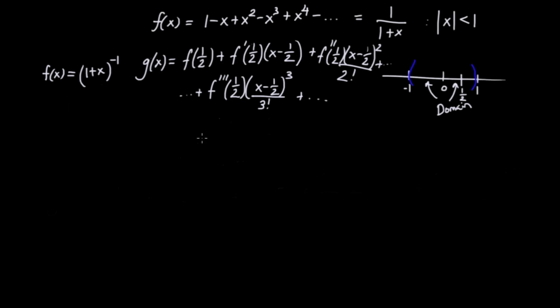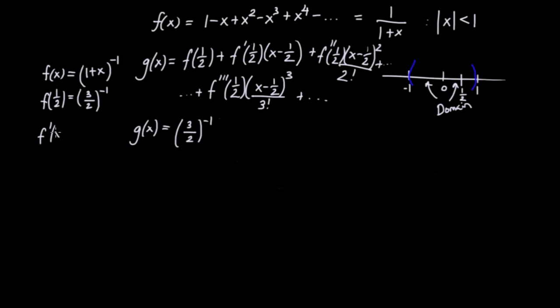And now what I'm going to do is simply calculate these derivatives at 1/2. So let's start with f of x, which is (1 plus x) to the minus 1. We see that f of 1/2 is going to be 1 plus 1/2, which is 3/2, to the minus 1. I'm not going to simplify, to make the pattern clear. So the first term of g of x is going to be (3/2) to the minus 1.